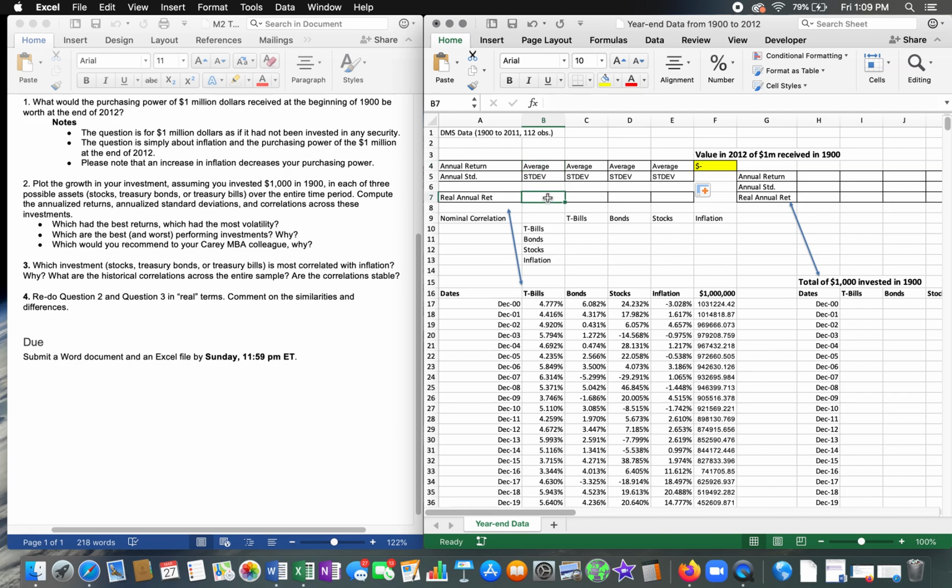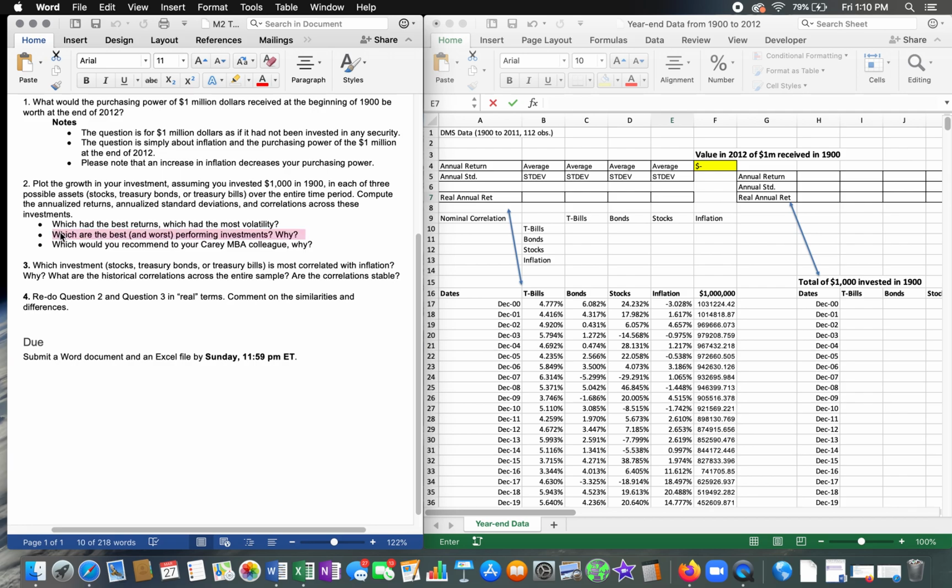And then real annual returns would be this average of the T-bills, the bonds, or the stocks, minus the average of the inflation. And so you will do that for each asset class. This average minus this average is this figure. This average minus this average is this figure. This one minus this one is this one. And this one should be a 0. All right. Okay, so that answers this part of question 2.